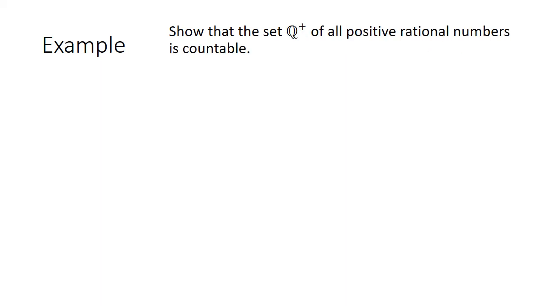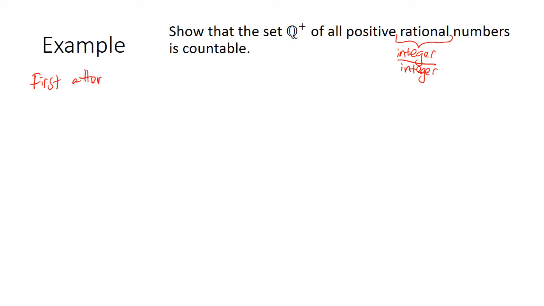Okay, so now let's look at a little more challenging example. We need to show that the set Q plus of all positive rational numbers is countable. Remember, rational means that you can write it as the ratio of an integer over an integer. So it's all fractions where the top and the bottom are both positive integers. This is a lot trickier to do, so let me try showing you why this is so tricky.